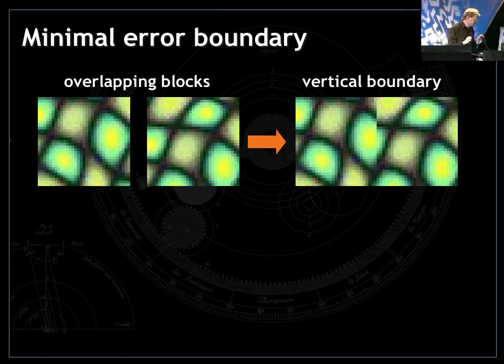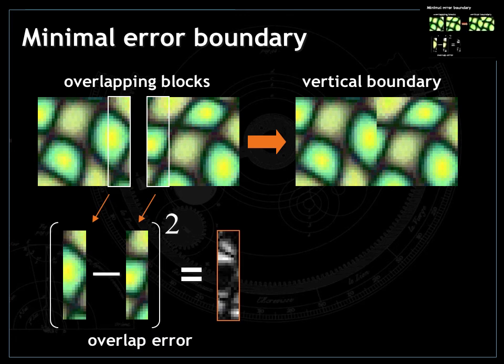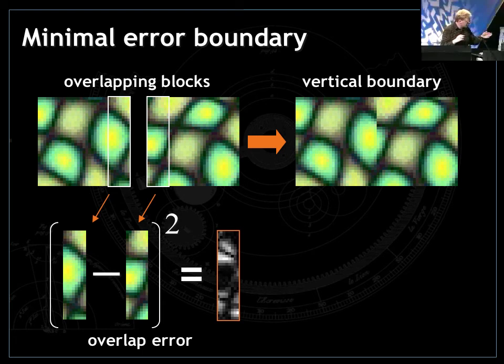Let's look at this in slow motion again. We take two patches. We have an overlap between them. If we just do it with a straight line, you see this nasty line. So instead, we take the overlapping regions. We look at the error between the overlapping regions. And the error here is, where it's white, it's high error, where it's black, it's low error.